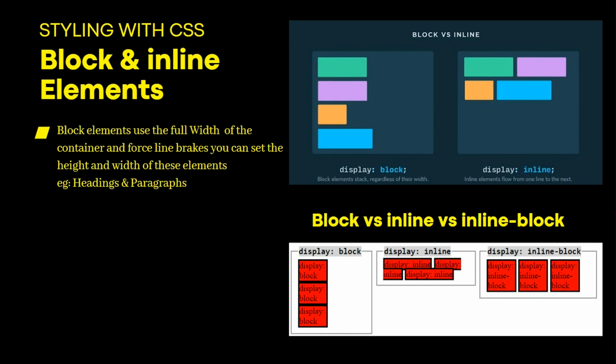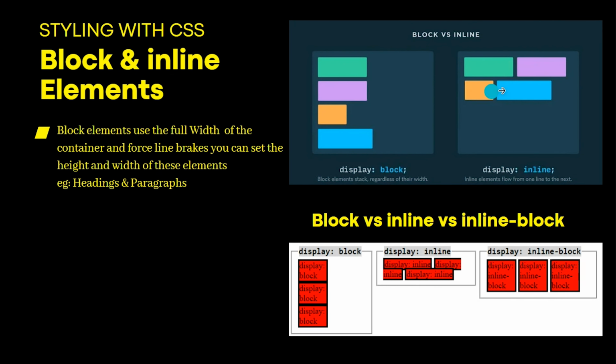In HTML, there are block elements and inline elements. The block elements use the full width of the container and force line breaks. For example, these are all examples of block elements. These elements take up the whole width of the container. See, these elements are not letting another element occupy the available space here. It just pushes it to the next line. Some examples of block elements include headings and paragraphs. Div elements are also by default block elements.